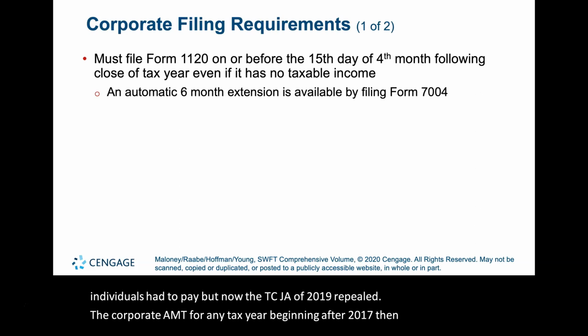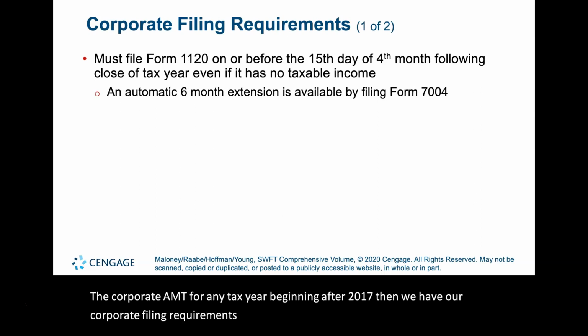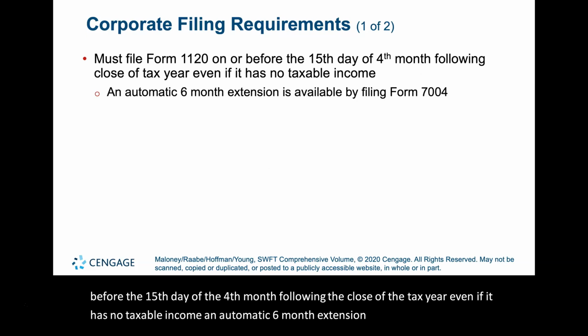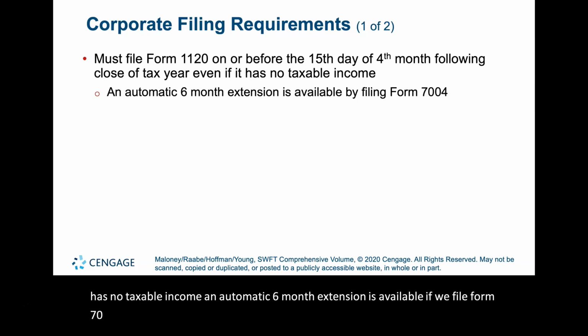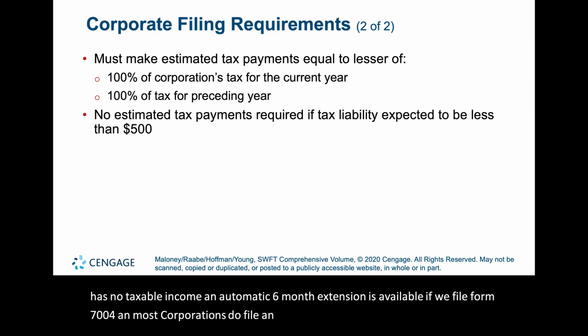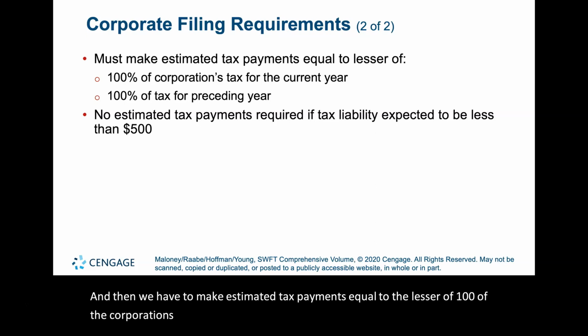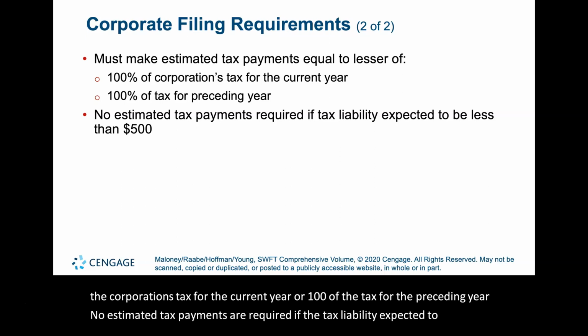Then we have our corporate filing requirements. Every corporation must file a Form 1120 on or before the 15th day of the 4th month following the close of the tax year, even if it has no taxable income. An automatic 6-month extension is available if we file Form 7004, and most corporations do file an extension. And then we have to make estimated tax payments equal to the lesser of 100% of the corporation's tax for the current year or 100% of the tax for the preceding year. No estimated tax payments are required if the tax liability is expected to be less than $500.